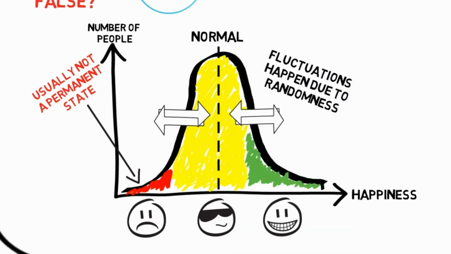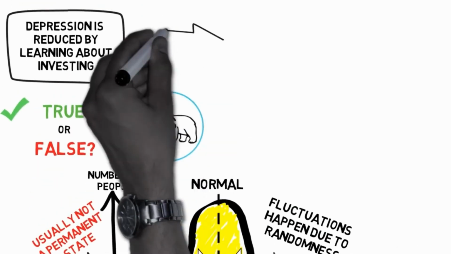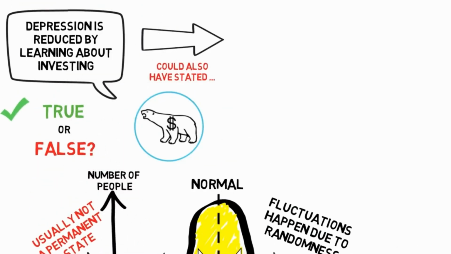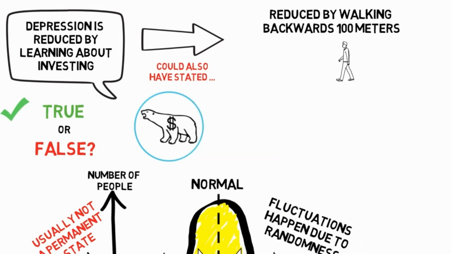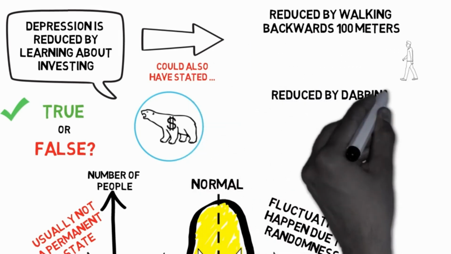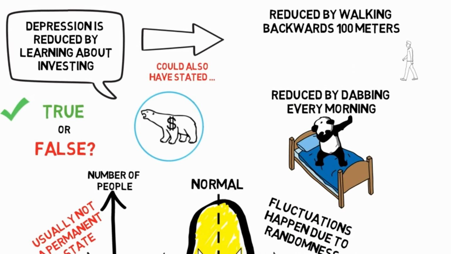In the case of depression, investing isn't necessarily the solution to the problem. We could also have stated this: depression is reduced by walking backwards 100 meters a day. Or, depression is reduced by dabbing 3 times every morning. Walking backwards 100 meters a day obviously wouldn't help at all on its own, and neither would... wait. No, neither would dabbing. But mathematically, there would still be a correlation.